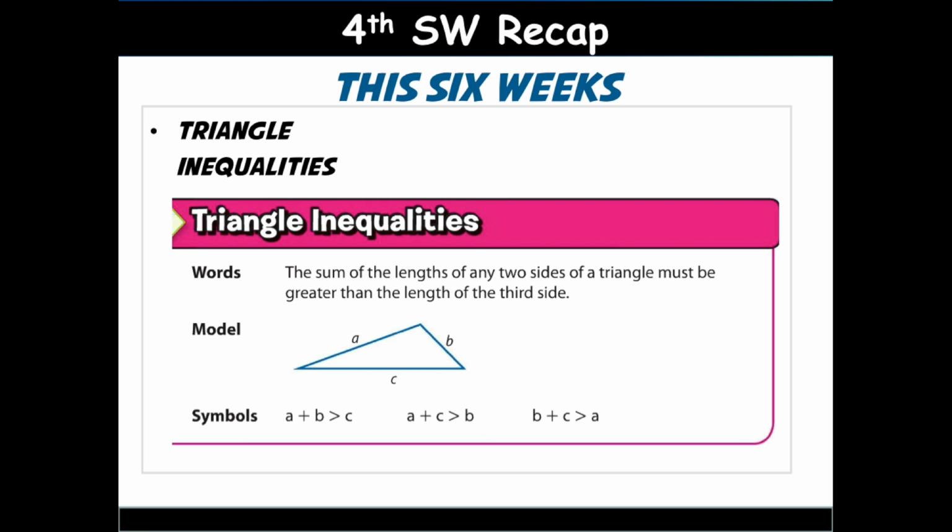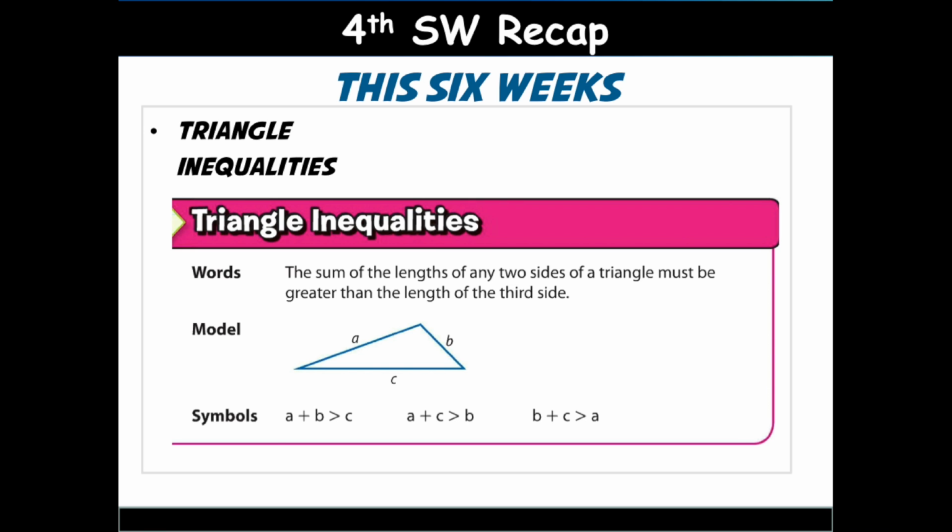Triangle inequalities. You cannot just have a triangle with just random measurements. One thing that's very crucial has to happen. If you add up two sides, they have to be greater than the third side. If I were to add up A and B, it has to be greater than C. A and C has to be greater than B. If I were to add B and C, that answer also has to be greater than A.